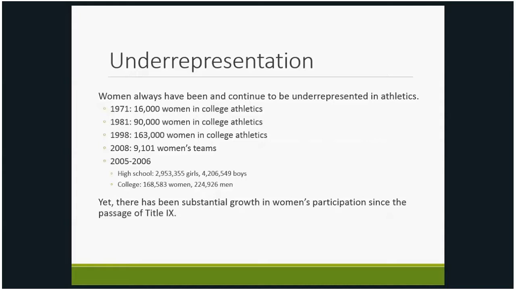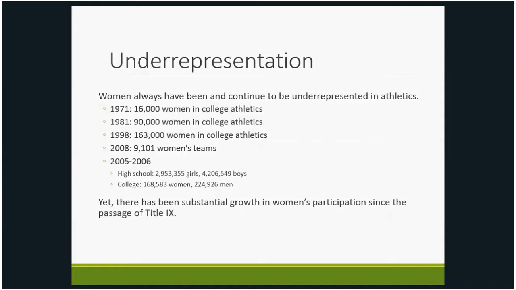Underrepresented in terms of athletics. Women have always been and continue to be underrepresented in athletics. In 1971, before Title IX began, there were 16,000 women in college athletics. Ten years later, we're looking at 90,000. Another 15 years, it almost doubled. We're seeing a huge growth in women's athletics.